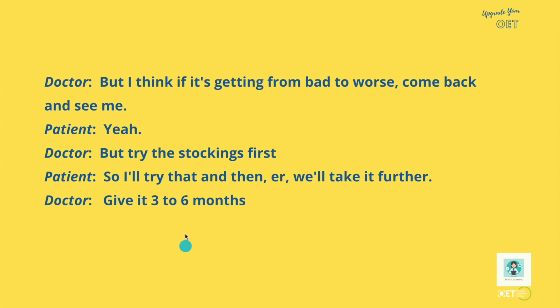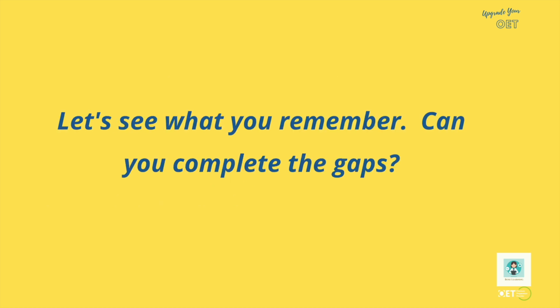So you can see here that the doctor gives reassurance: if it's getting from bad to worse, it's bad at the moment, but if it gets worse, then come back. And the patient is like saying, okay, and the doctor says, well, try the stockings first. And then the patient's still a little bit reluctant and says, we'll take it further then if this doesn't work. And the doctor says, yes, that's fine, but give it some time for it to work. Give it 3 to 6 months. Okay, let's see what you can remember then. Can you complete the gaps?